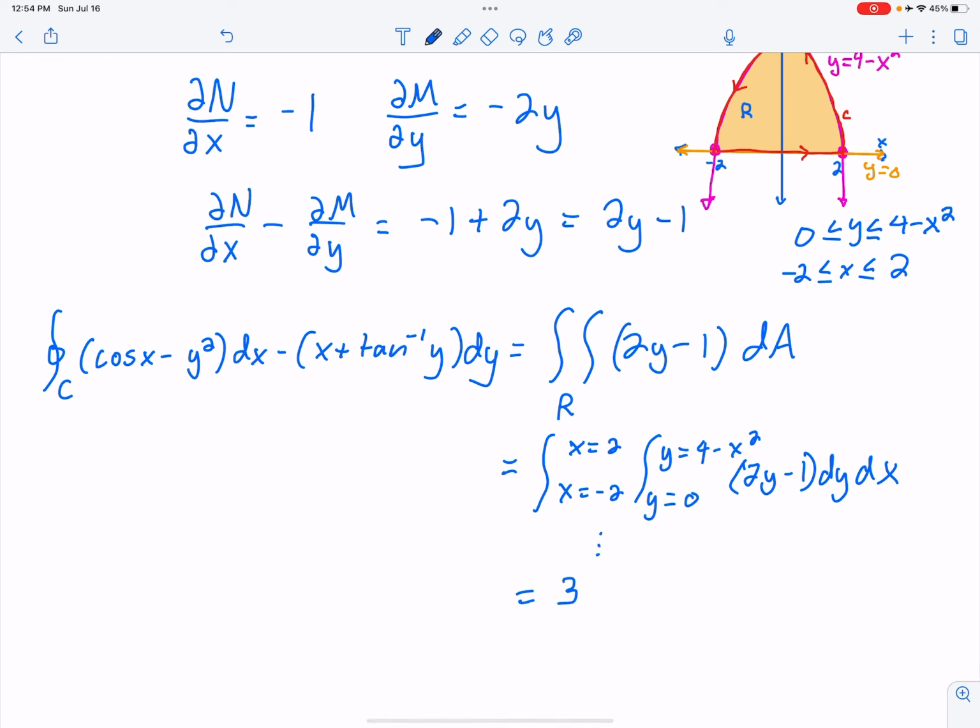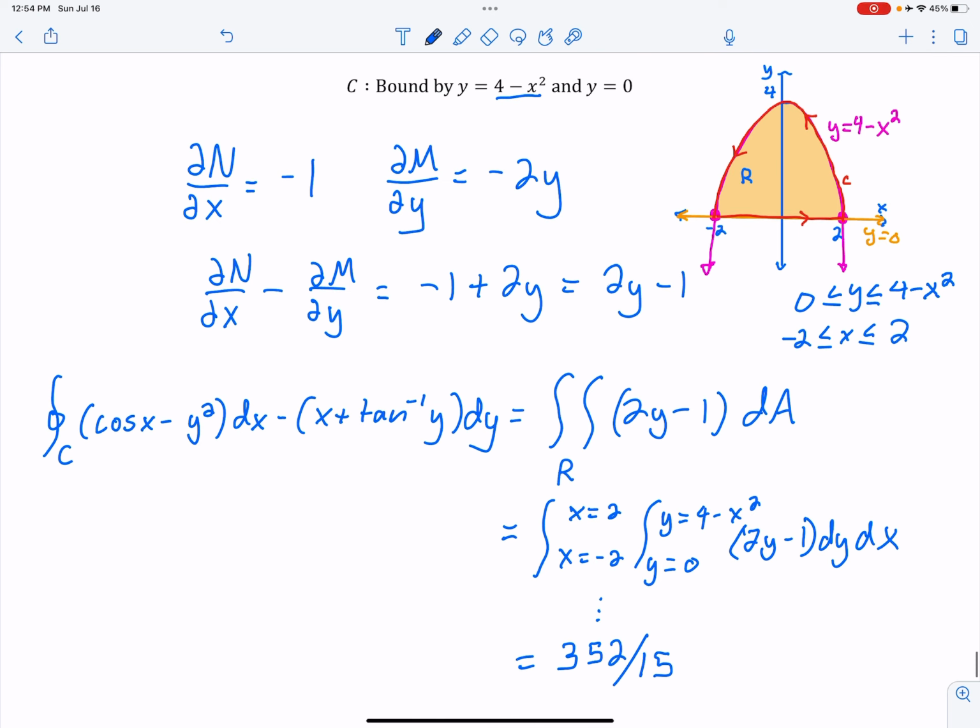This answer is going to end up being 352 over 15. You should work that on your own to match it. There we go. Green's theorem again, the calculation being fairly easy. Now I am skipping this part, but they're just nice, easy double integrals. You could do one integral and then let the back half be your calculator if you needed to do it quickly. All right, there we go.